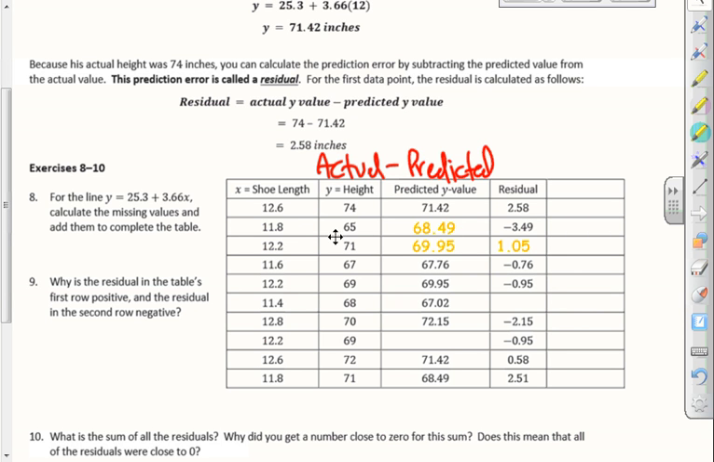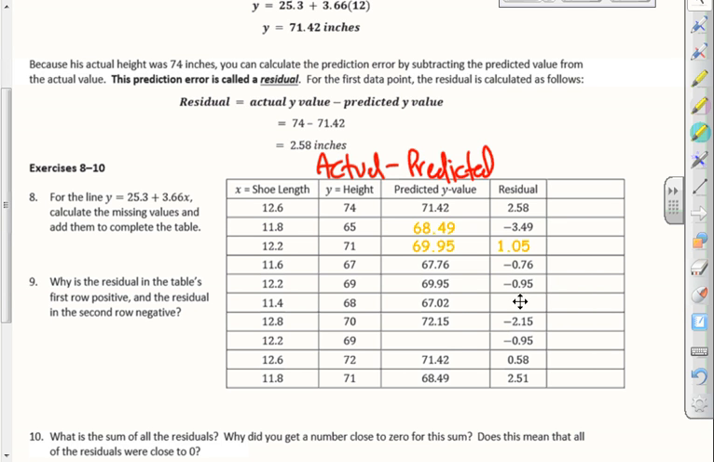So we had started by doing 11.8 shoe length, which had an actual height of 65 inches. When we predicted that using the equation, we got 68.49. Now, since that prediction is greater than the actual, we got a negative residual. By comparison, when we predicted 12.2-inch shoe length, we got 69.95. Well, the actual height of that person was 71. So notice in this case, when the prediction is lower than the actual, our residual becomes positive.